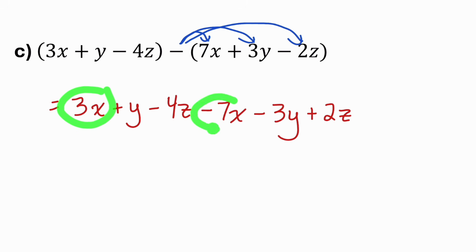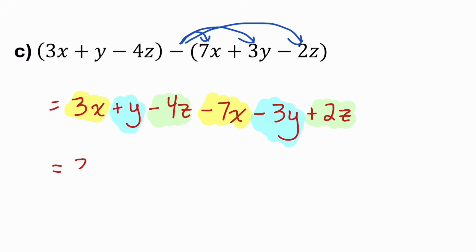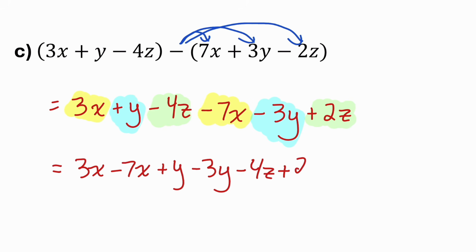And now I'll find my like terms. I have a 3x and a negative 7x. Those are like terms because they have the same variables with the same exponents. They're both an x to the 1. I also have a positive 1y and a negative 3y, and then a negative 4z and a positive 2z. Rearranging this so like terms are together, because all those terms are degree 1, I'll base it on alphabetical order. So I'll put the terms with an x first, 3x minus 7x, then the terms with a y, the positive 1y and the negative 3y, and then the terms with a z, negative 4z plus 2z. And now collecting my like terms, 3x minus 7x would give me negative 4x.